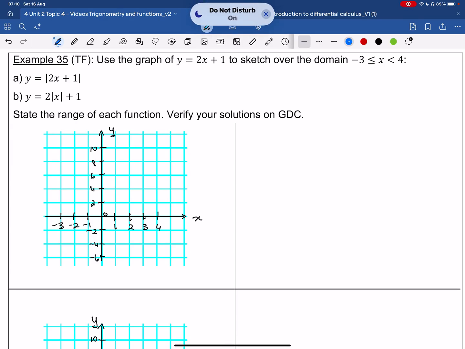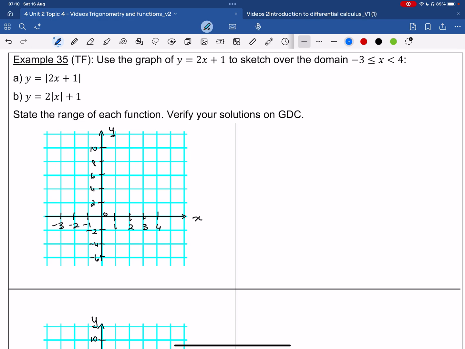All right, here we're going to have a look at what effect taking the absolute value of an entire function has on the graph of that function, and then also looking at what taking the absolute value of x does to a function. All right, and we're going to use the graph of y equals 2x plus 1 to illustrate this, and we've selected a domain from -3 to +4.